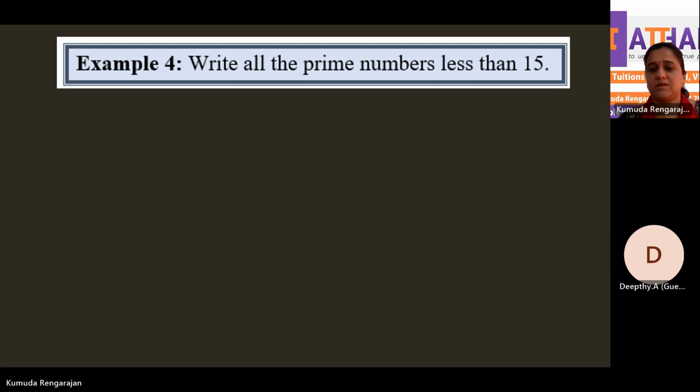Deepthi, this is the first question. We're not writing anything in today's class, children. Answer this: write all the prime numbers less than 15. Anybody can answer. Just tell the answer.